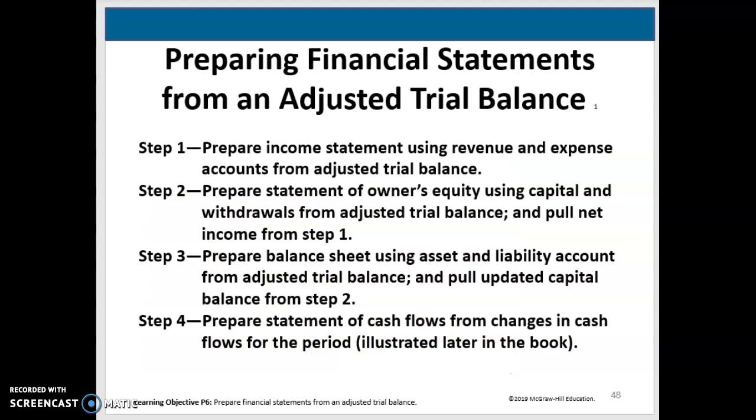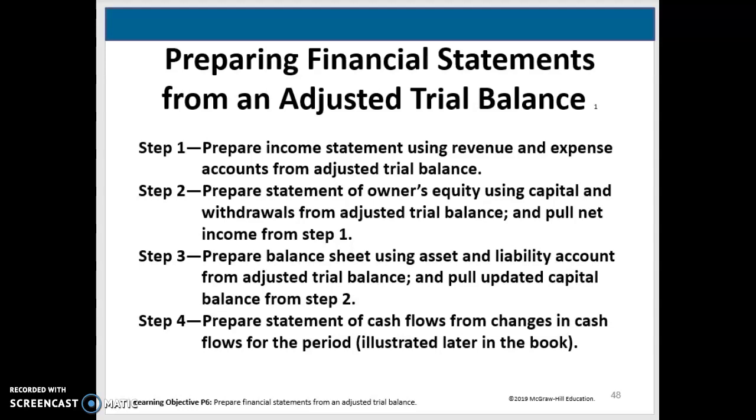So from the adjusted trial balance, we can prepare the income statement using revenue and expenses from the adjusted trial balance. We can do the statement of owner's equity using capital and withdrawals from the adjusted balance, and we pull net income from the income statement that we prepared. We can prepare the balance sheet using the asset and liability accounts from that adjusted trial balance, and we're going to pull that updated balance from capital that we got in the owner's equity. And then we can prepare the cash flows after doing that.